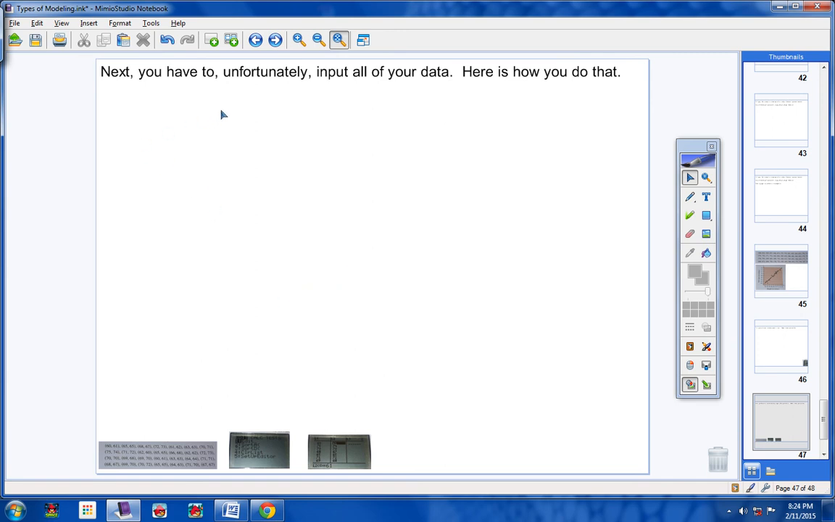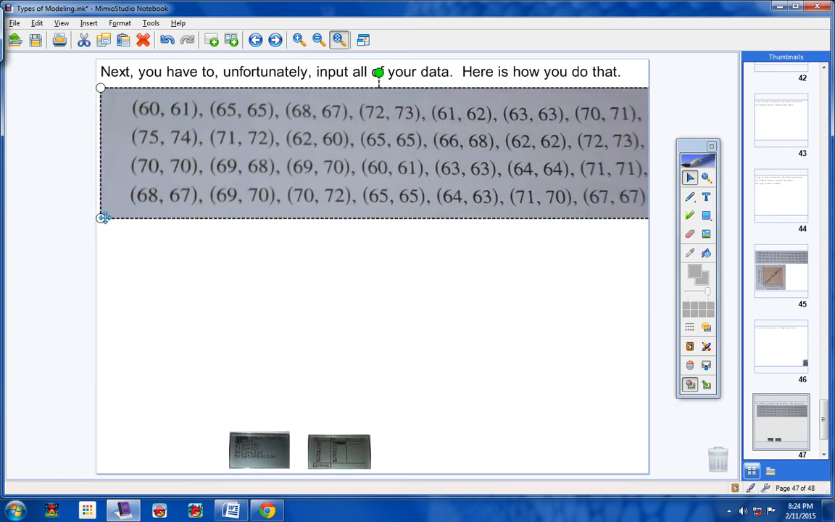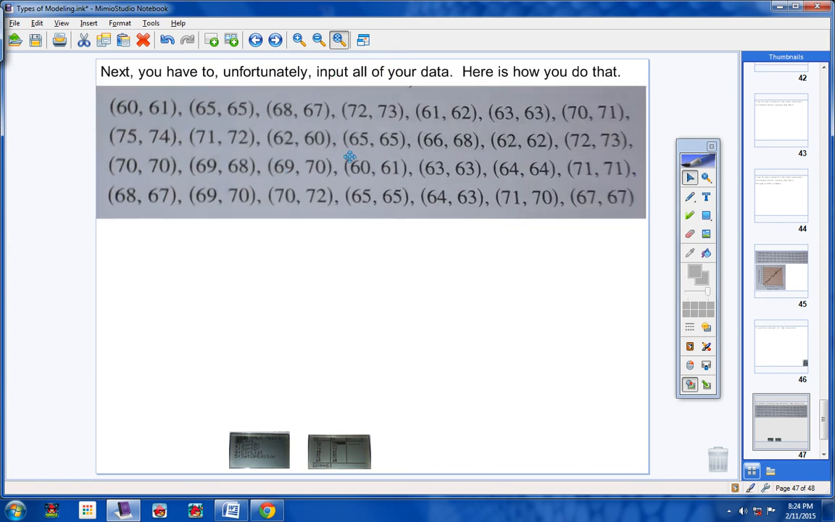You have to unfortunately input all of your data. So here's how you do that. Now, it's going to be confusing if you don't listen well. So please listen well. In your book, you have this big array of numbers. See it? Okay. Now, what you're going to do is you first enter all of your x values. So here's x values right here. Here's your x values here. Do you see what I'm doing?